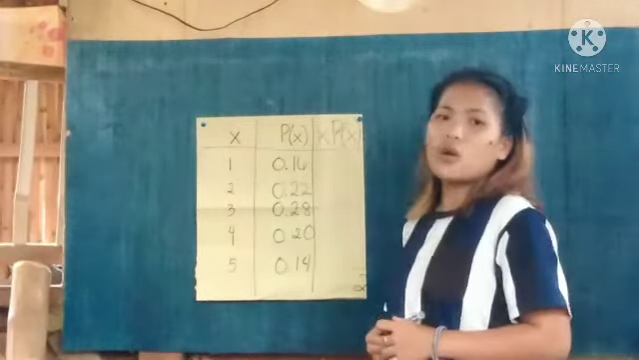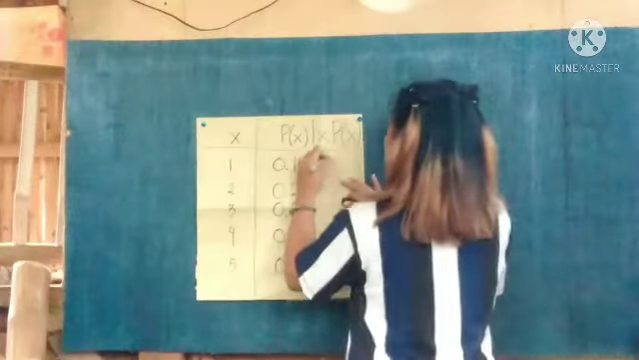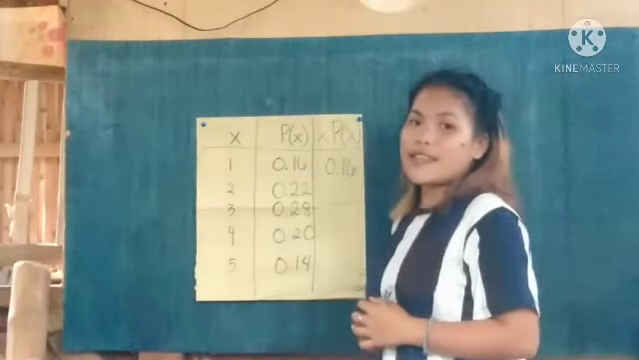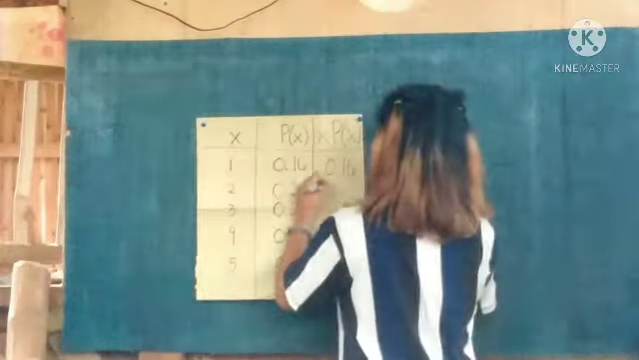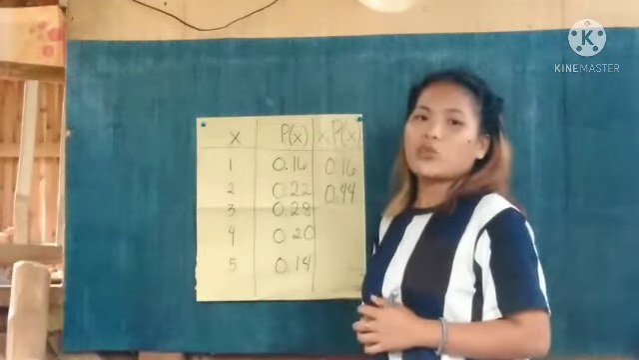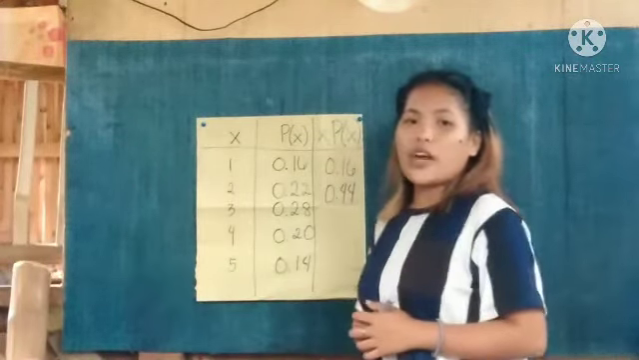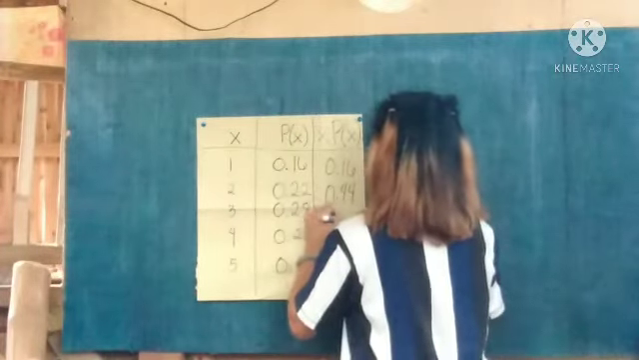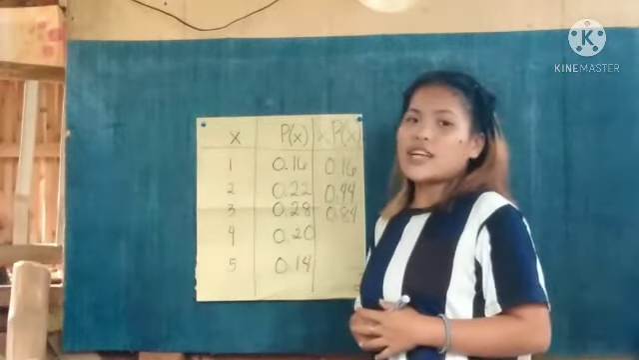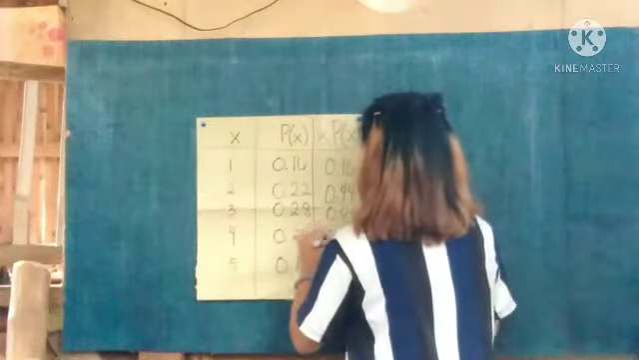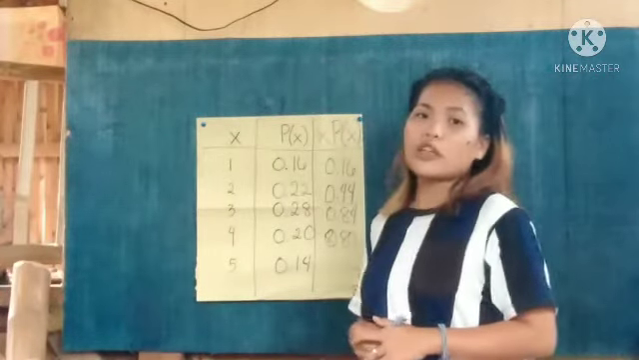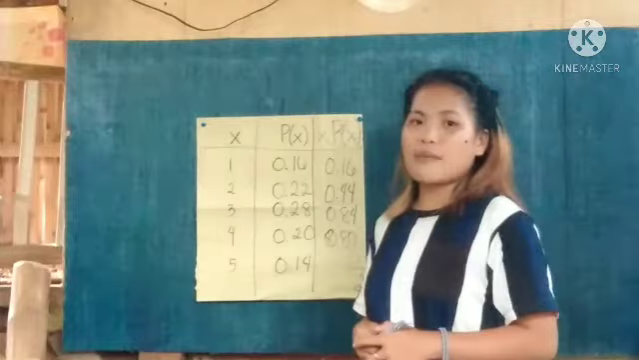So 1 times 0.16 is equal to 0.16. 2 times 0.22 is 0.44. 3 times 0.28 is equal to 0.84. 4 times 0.20 is equal to 0.80. 5 times 0.14 is equal to 0.70.